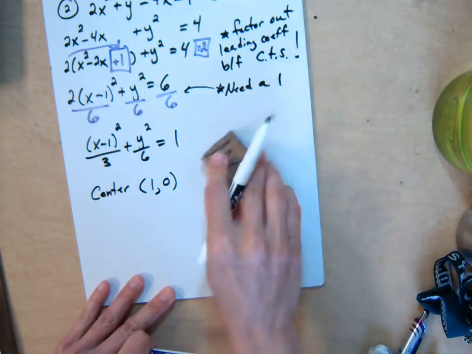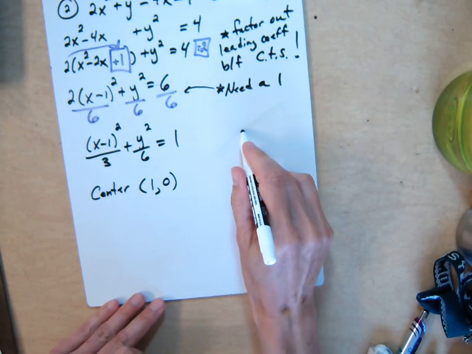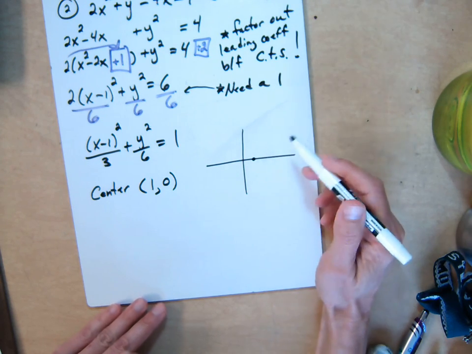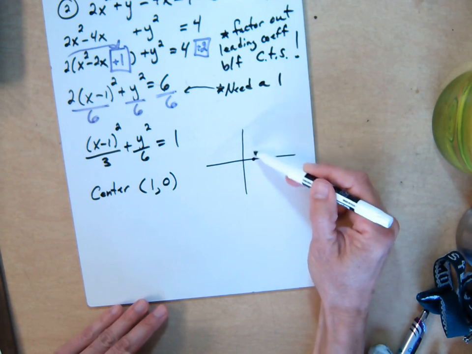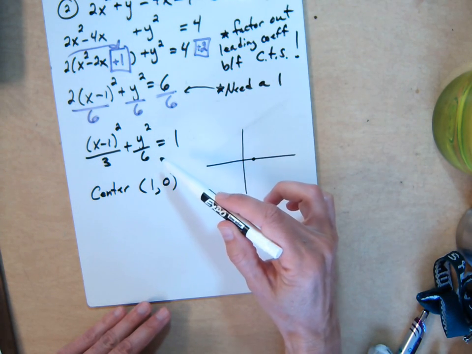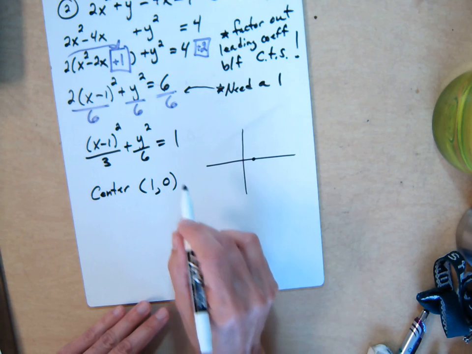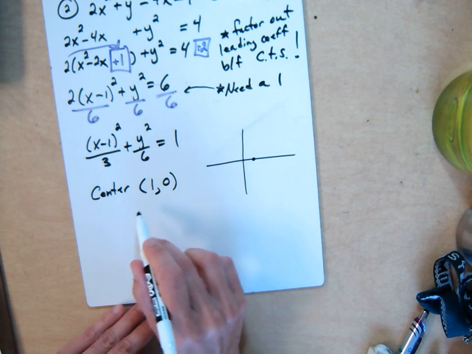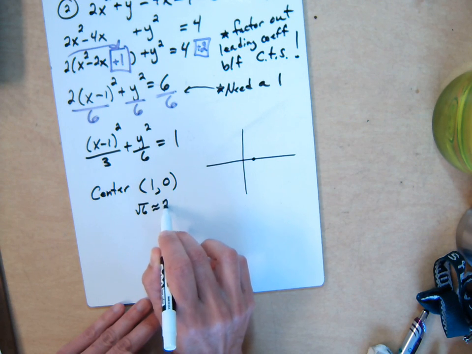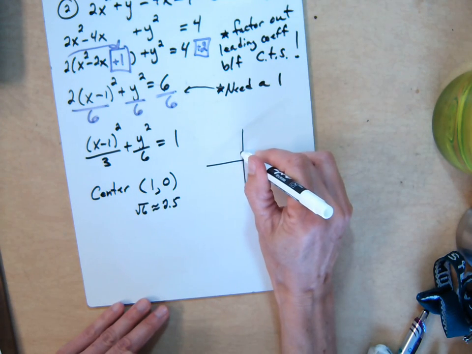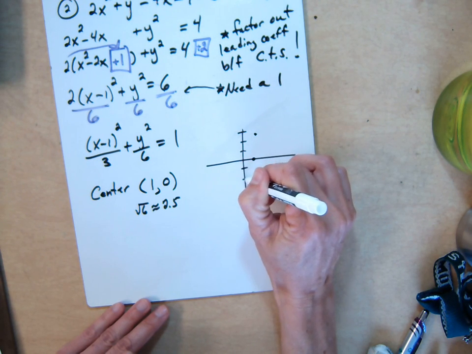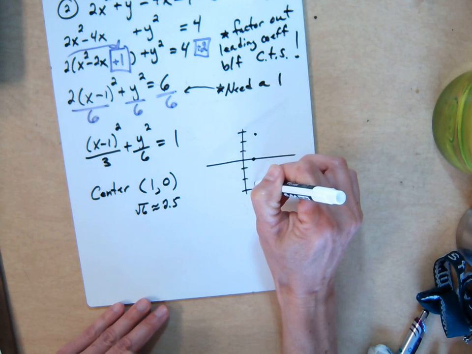So I'm gonna plot the center (1, 0), and then I'm gonna go up and down along the y-axis the square root of 6. So you move along y the square root of 6. The square root of 6 is approximately 2.5. So I'm going to go up 2.5. I'm making 3 tick marks, and down 2.5.